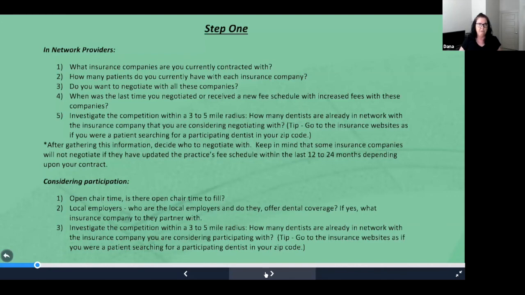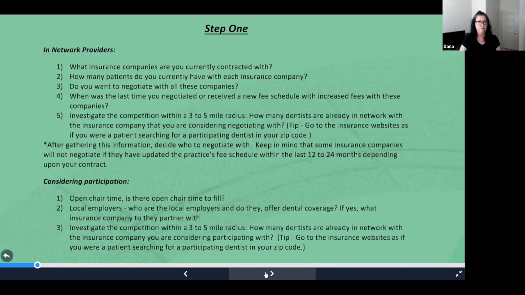The second thing I want you to do is know how many patients you currently have with each insurance company or fee schedule. So you want to know, okay, I have Aetna, and I have 56 patients with Aetna, and I've got Cigna, and I've got 760 patients with Cigna. So you need to know those numbers. Now, I'm throwing some information at you pretty quick, but I'm going to bring it all together in a couple slides. So third thing is, do you want to negotiate with all these companies?